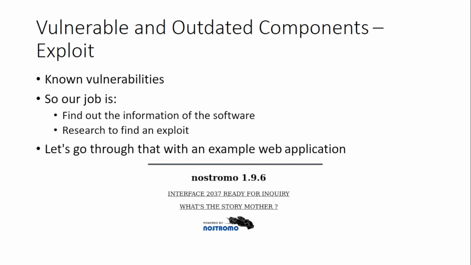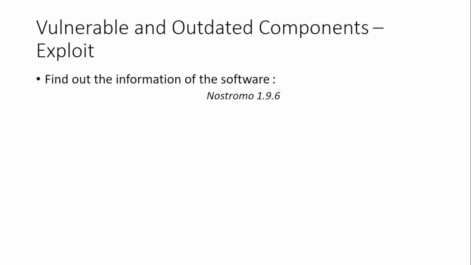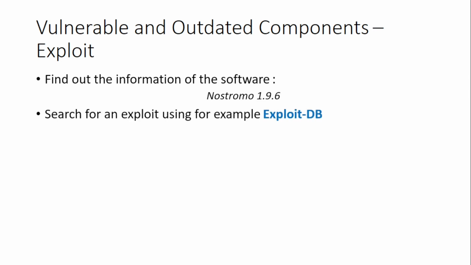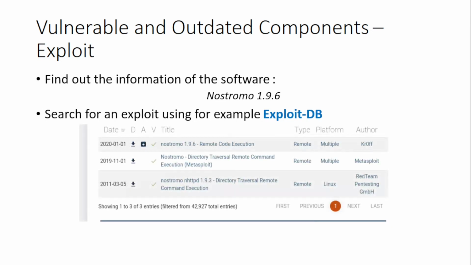1.9.6. So what do we know about this? We know that the software that is being used is Nostromo 1.9.6, and so we can search for an exploit using, for example, ExploitDB. And so when we go to ExploitDB and search for Nostromo 1.9.6, we end up with these results. And you can see that the first one is a remote code execution, which is awesome.